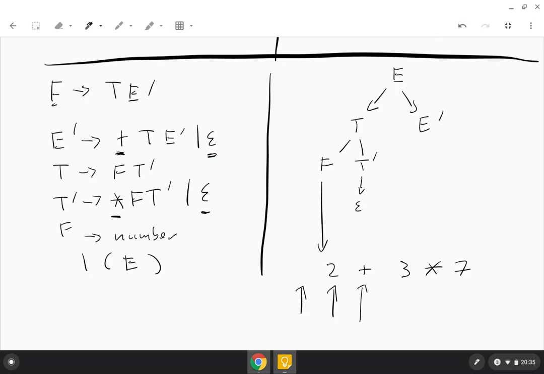And so this works just like the T prime function. You check your look ahead and say, is it a plus? If it's a plus, then I know I'm processing plus T E prime. So here's my parse tree, plus T E prime. All right, so now I'm on T again. T only has a single production, so it must expand to F T prime. And now I'm back at F.